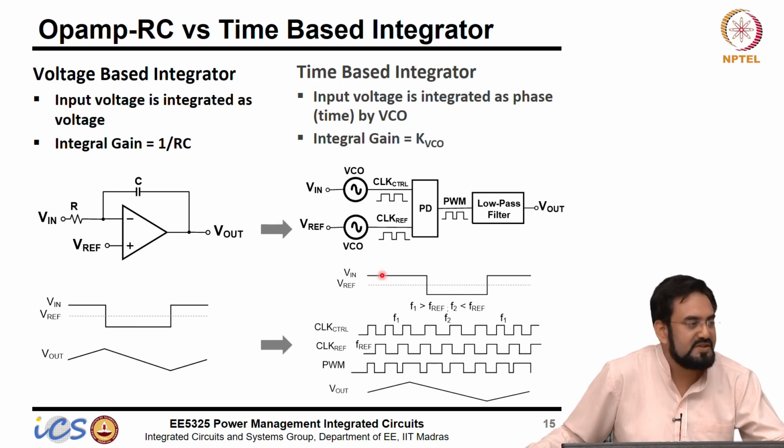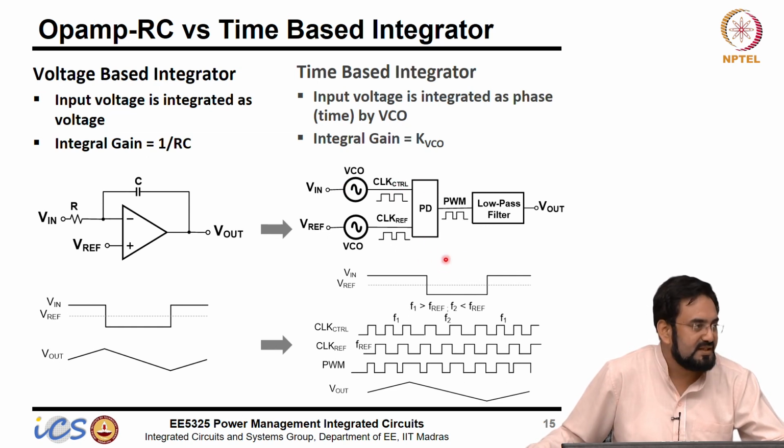Now I can have two VCOs: one is connected to Vin, the other is connected to Vref, which is this guy. You can think of this as the positive terminal and this as the negative terminal. Now this VCO will give me clock ref, this VCO will give me clock, and this is fixed. So the reference is fixed, and this one is changing and will vary accordingly.